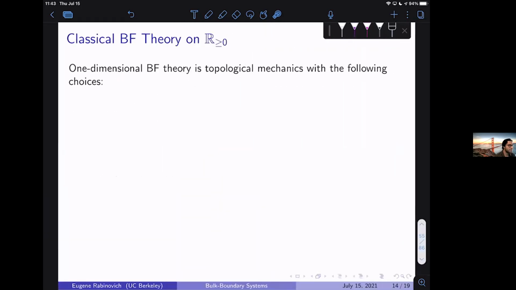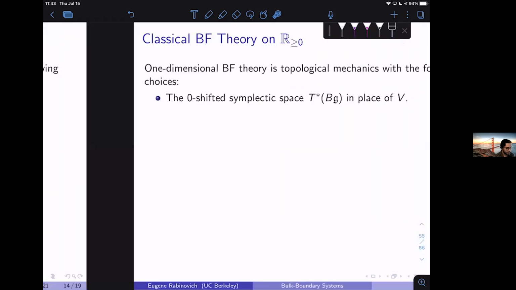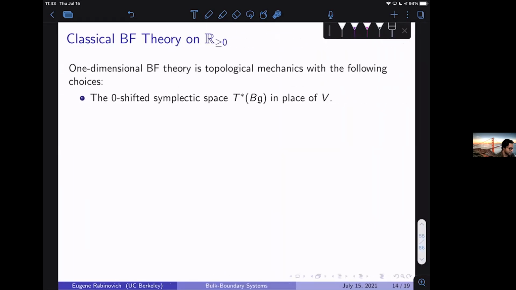All right, so classical BV theory, classical BF theory is another similar example. It's essentially topological mechanics, but with this sort of more stacky target. So instead of just some symplectic vector space, we take the cotangent bundle of the space BG. And that's the target of this particular topological mechanics. And for the Lagrangian, we're going to take the cotangent fiber as the Lagrangian.